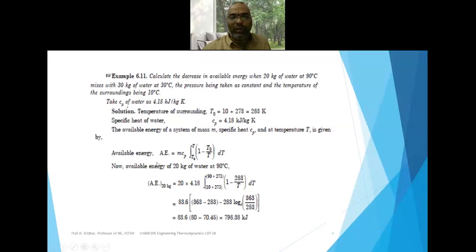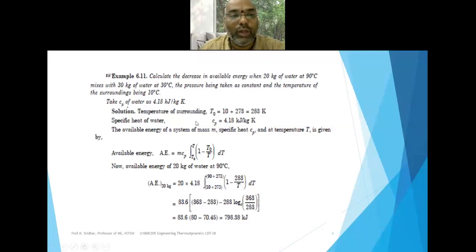Let us first find the available energy for the initial quantity of water, that is 20 kgs of water at 90 degrees centigrade. So M is 20, Cp is 4.18, and the surrounding temperature is 10 degrees centigrade, and the water is available at 90 degrees centigrade, plus 273, 1 minus T naught by T into dT. The T naught value is known to you. Just integrate, and by integrating this you obtain the value of the available energy in the 20 kgs of water. It is equivalent to 798.38 kilojoules.